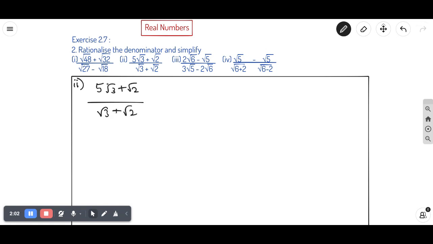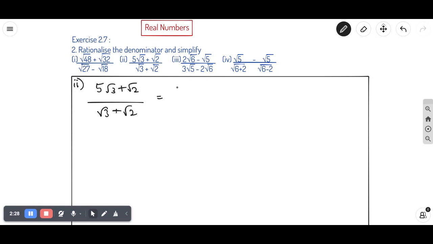So let us move on to the next part of the question. The second part is 5 root 3 plus root 2, divided by root 3 plus root 2. Can we cancel this root 3 plus root 2 and root 3 plus root 2 directly? No, we can't do that. Because if it is given like this, 5 times of root 3 plus root 2, then you can cancel. But this 5 is only for this root 3. It is not for root 2. So you can't cancel it. Don't put any brackets like this and mess up your answers.